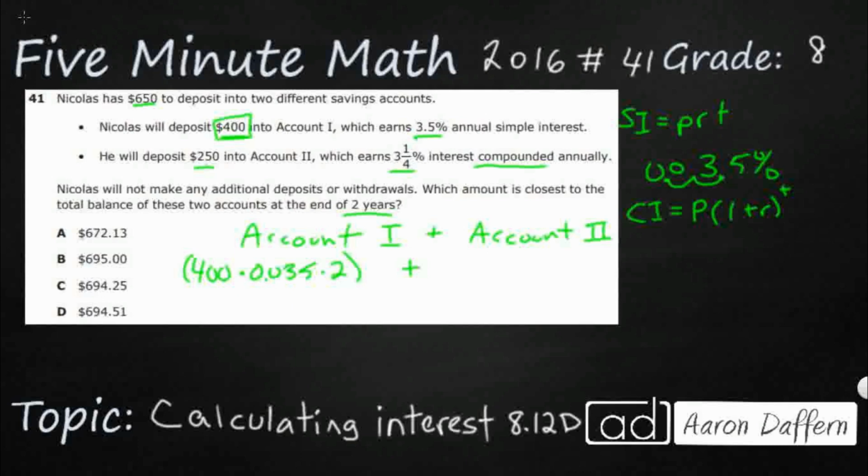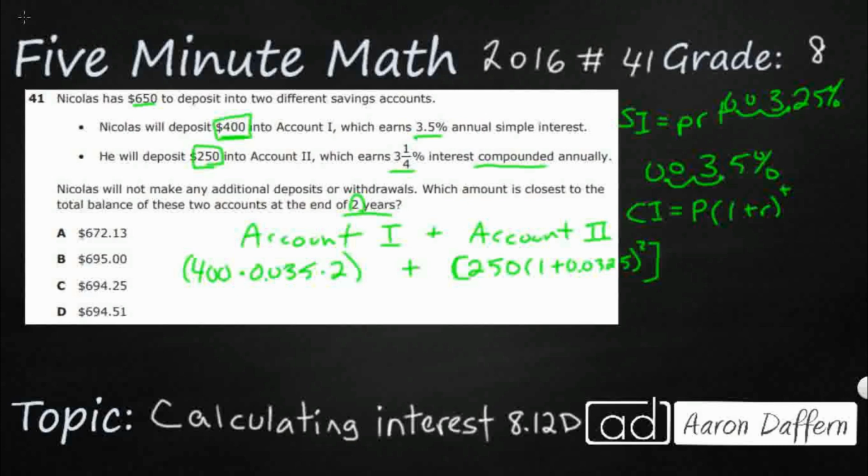So our principal here is 250. And then let's make brackets here because we're going to have some parentheses inside. It's going to be 1 plus, what is our interest rate? 3.25%. So we're going to move the decimal two places, 0.0325, and we need to raise that to the power of the time. It's 2 years, so we're going to square it. So there we go. Looks pretty simple.